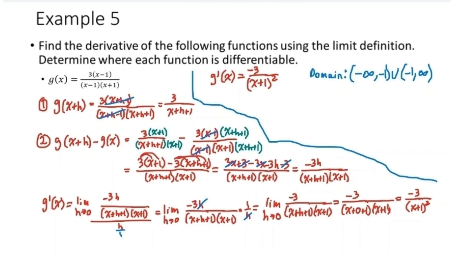Another important aspect we need to consider is the removable discontinuities. G of x is discontinuous at x equals 1 and negative 1, since g of x would be undefined. However, if you try to classify each discontinuity, x equals 1 is a removable discontinuity.